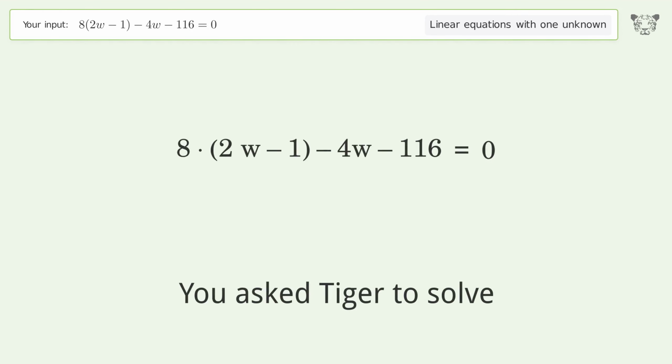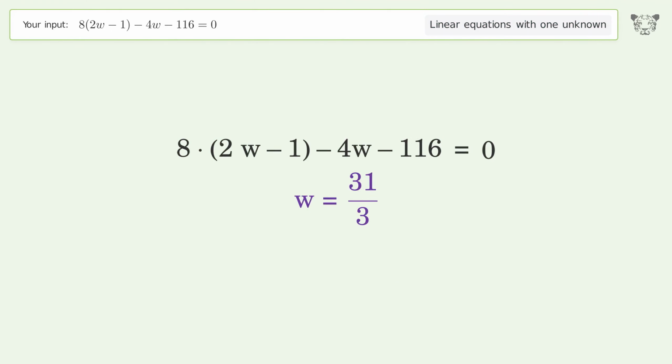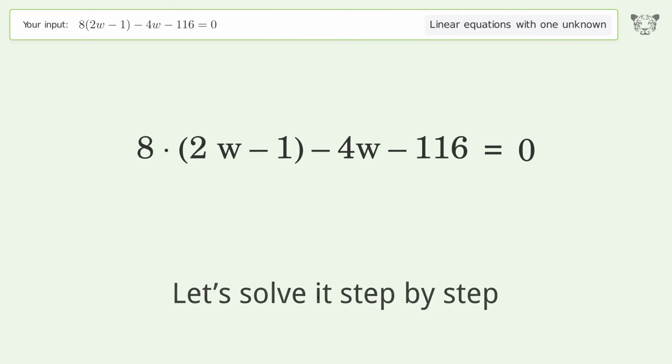You asked Tiger to solve this. It deals with linear equations with one unknown. The final result is w equals 31/3. Let's solve it step by step.